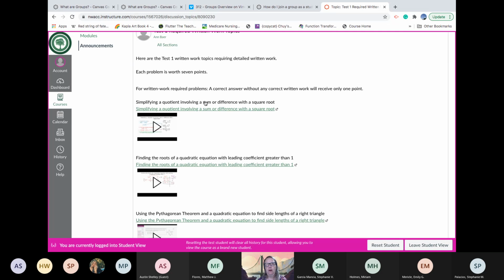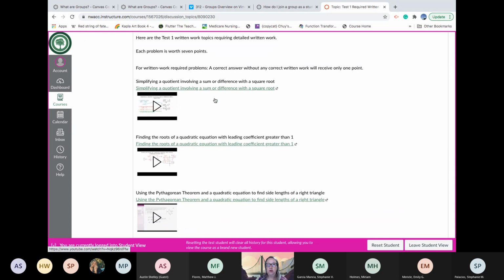If you are doing a problem in factoring and you have a factoring program on your graphing calculator, you will need to show all the written work in between the statement of the problem and the answer. You will need to show all of the written work in between if it's a written work required problem, even if you're using your calculator to check your answer. I just really wanted to mention that. It's good to know now what these written work required problems are so you can pay extra close attention to them. The first is simplifying a quotient involving a sum or difference with a square root.